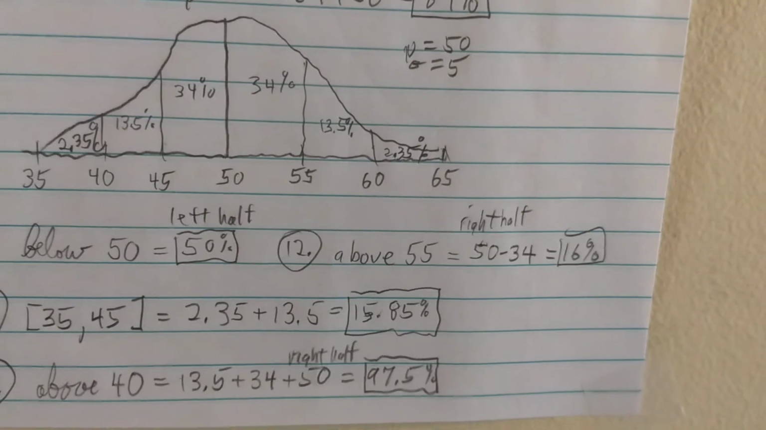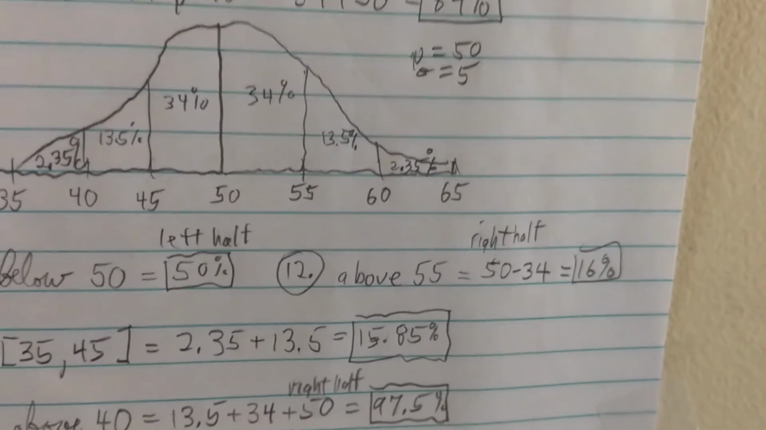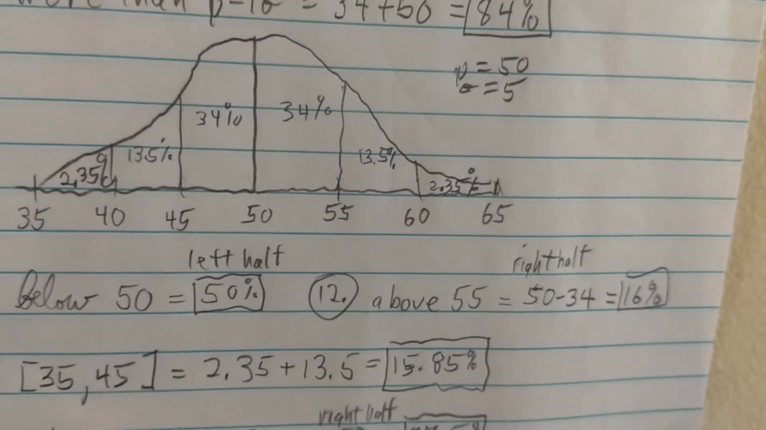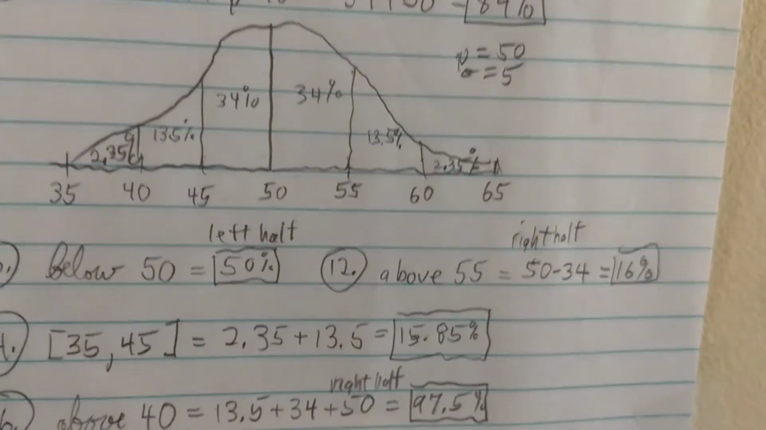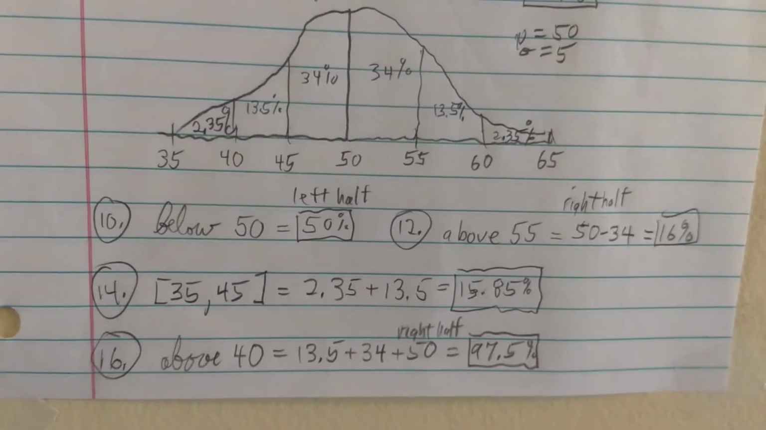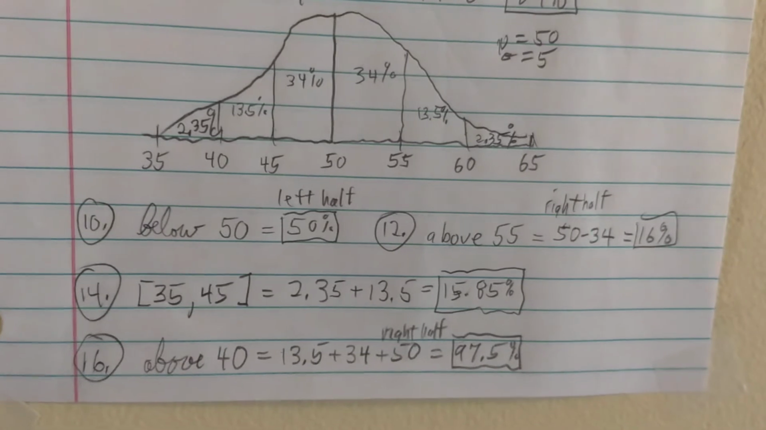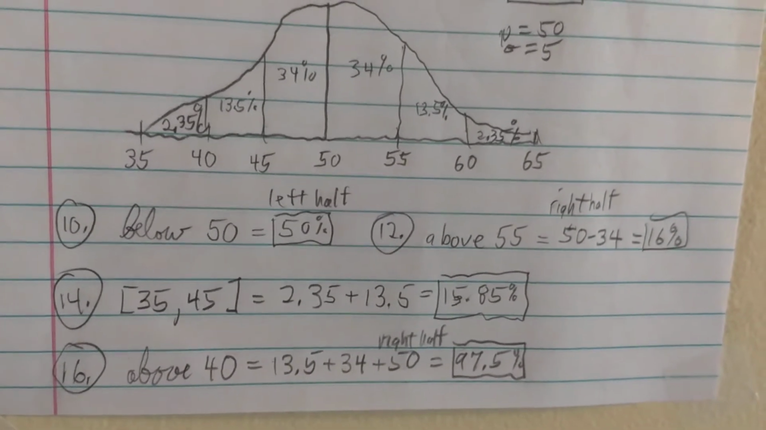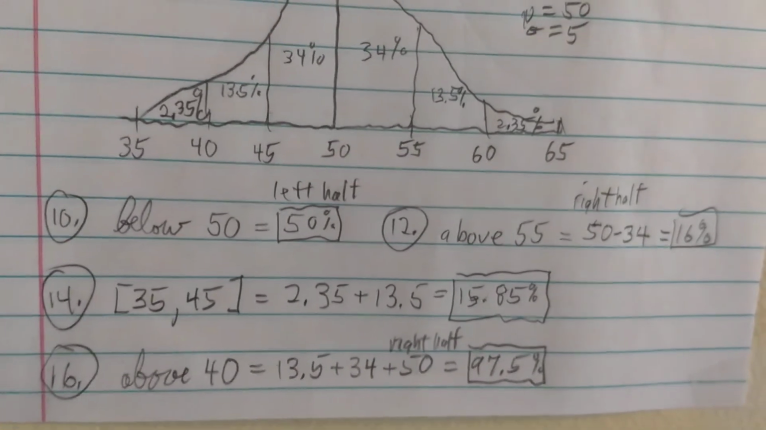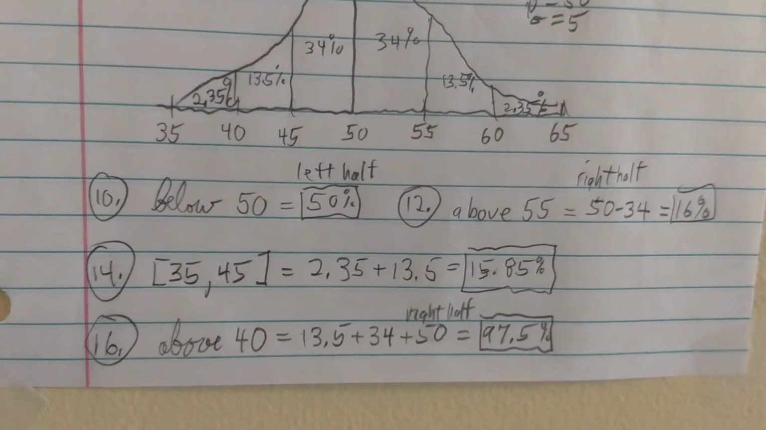And above 55, we'd already done this, is the whole right half minus the area from 50 to 55, which is not wanted, so we can say that's 50 minus 34, or 16. And now, on 14, we're going from 35, which is 3 standard deviations below, to 45, which is 1 standard deviation below, which we've done before as 2.35 plus 13.5, or 15.85% under the curve.